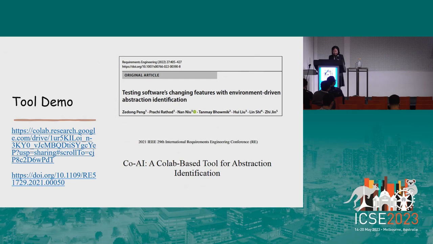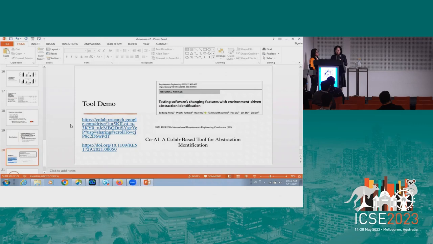I want to show this tool demo to you to show how we deal with this difficult task of abstraction identification. Hello everyone, I would like to do a quick tool demo for the paper on the Colab tool for abstraction identification. The link of the tool is provided here. We also have a tool demo paper published in the Requirements Engineering Conference 2021, and the DOI is provided here as well.